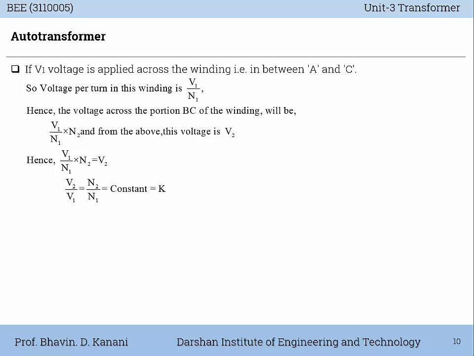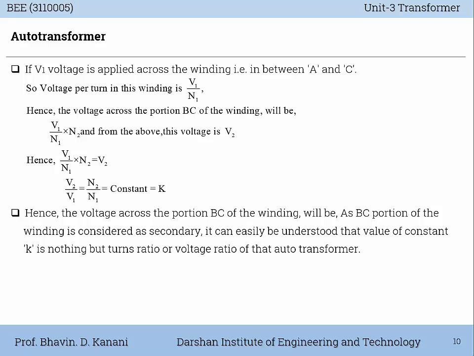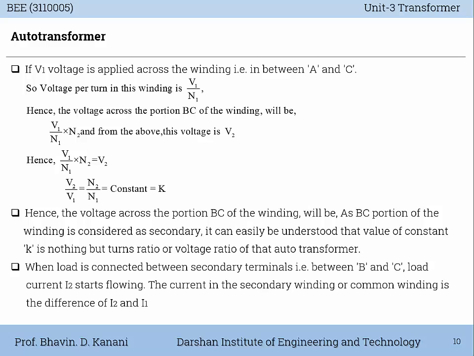So V2 by V1 is equal to N2 by N1, that is constant, and that may be designated by capital K. As BC portion of the winding is considered as secondary, it can easily be understood that value of constant K is nothing but turns ratio or voltage ratio of that auto transformer. So V2 by V1 or N2 by N1 is known as the voltage ratio or turns ratio of the auto transformer. When load is connected between secondary terminals, that means between B and C, load current I2 starts flowing. The current in the secondary winding or common winding is the difference of I2 and I1.